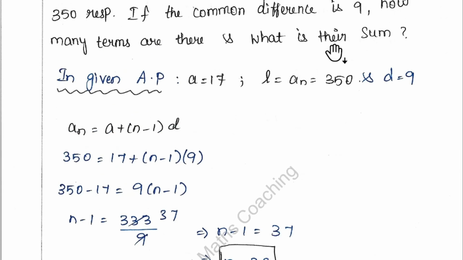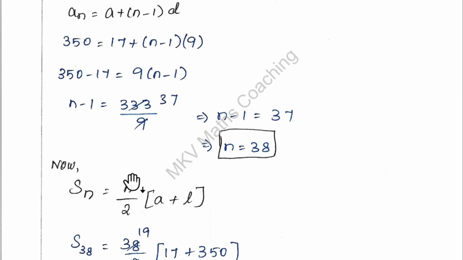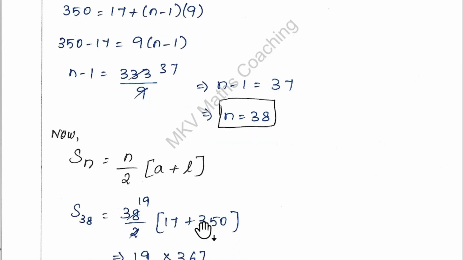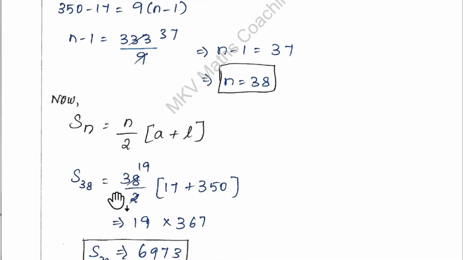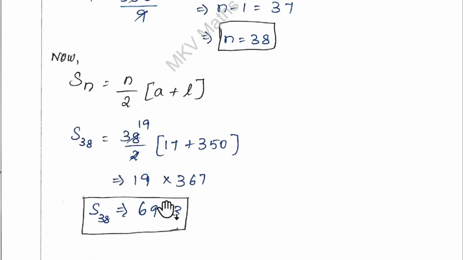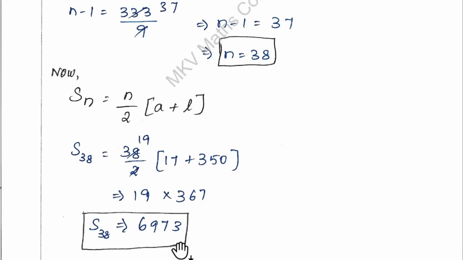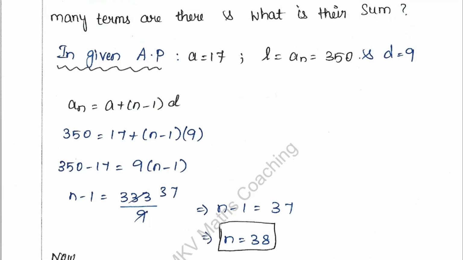After you got n, what do you need to find? The sum of values, right? Sn. So how will you find the Sn value? Since you know a and l, you can use the shorter formula, Sn equals n by 2 into a plus l. They have given the last term, so I am taking it as l. So S38 is equal to, since n value is 38, I am substituting, S38 equals 38 by 2 into 17 plus 350. If you multiply this and solve, you get the S38 value as 6973.